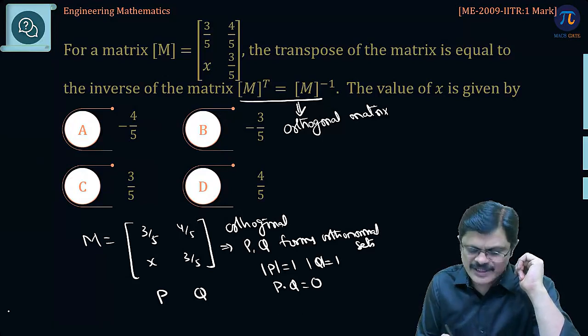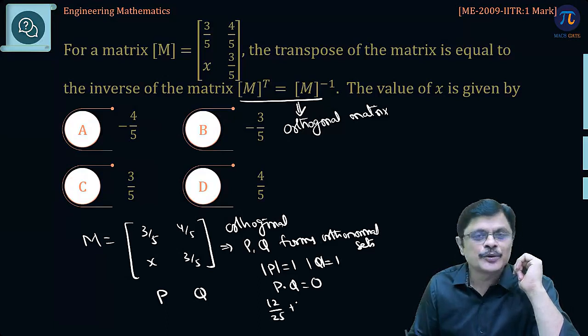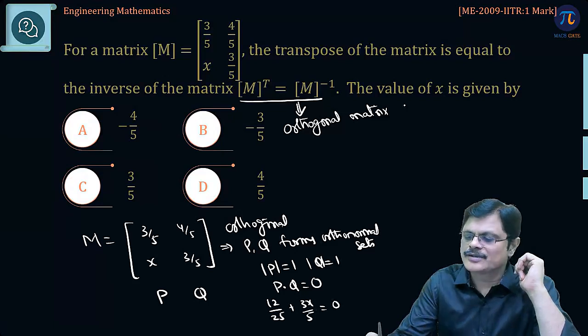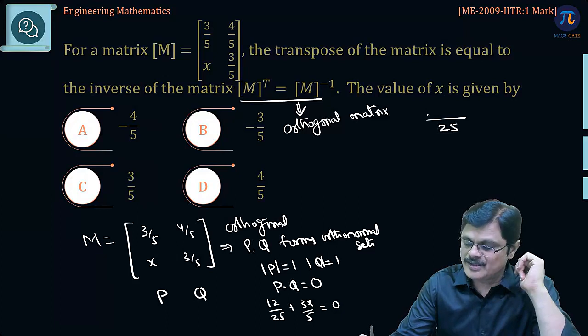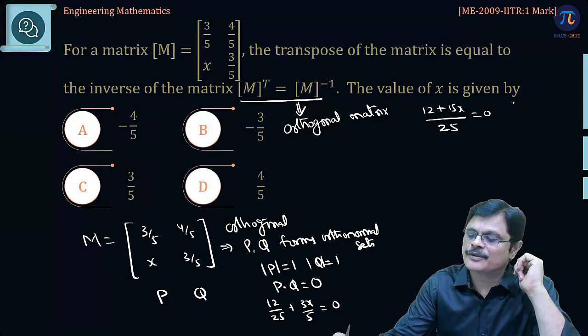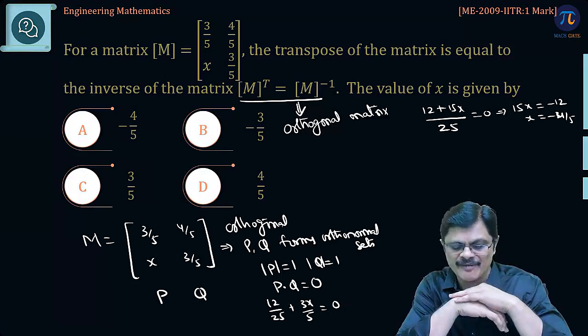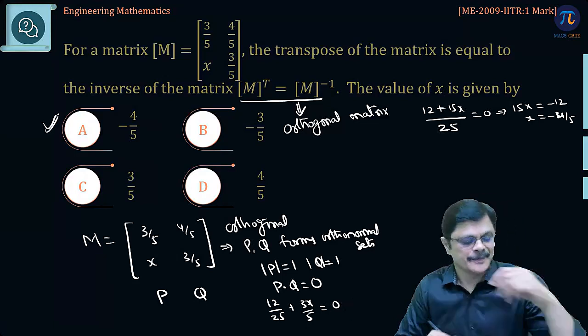So let us see this. 3 by 5 into 4 by 5, that is 12 by 25. And x into 3 by 5, that is 3x by 5. It should be equal to 0. So let me complete this here. The denominator is 25, so 12 plus 15x is equal to 0. That means 15x is equal to minus 12, that is, x is equal to minus 12 by 15. That is nothing but minus 4 by 5. Minus 4 by 5 is the answer, which is option A.